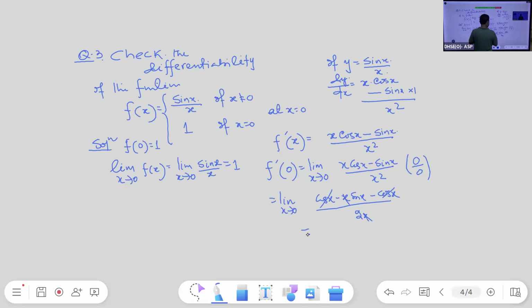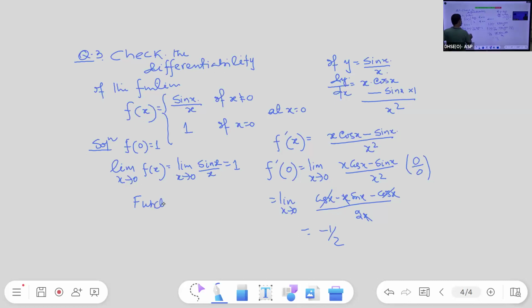Cos x minus x sin x minus cos x upon... This is equal to minus 1 by 2. f dash 0 exists and the function is differentiable at x is equal to 0. Write down: function is differentiable.